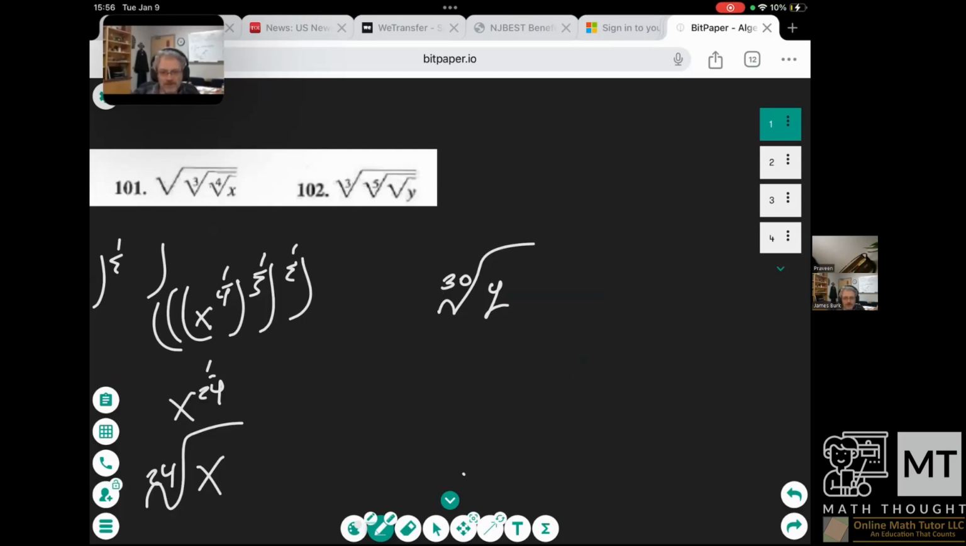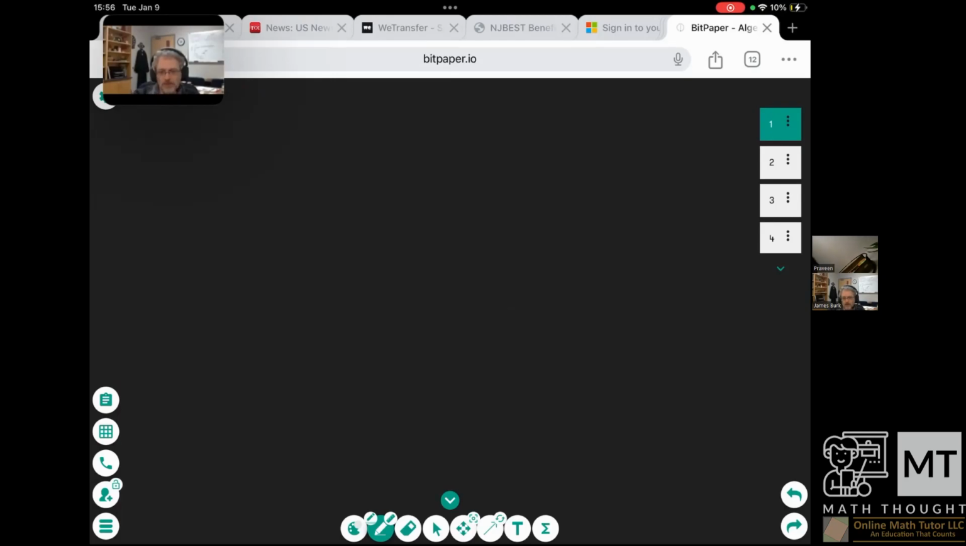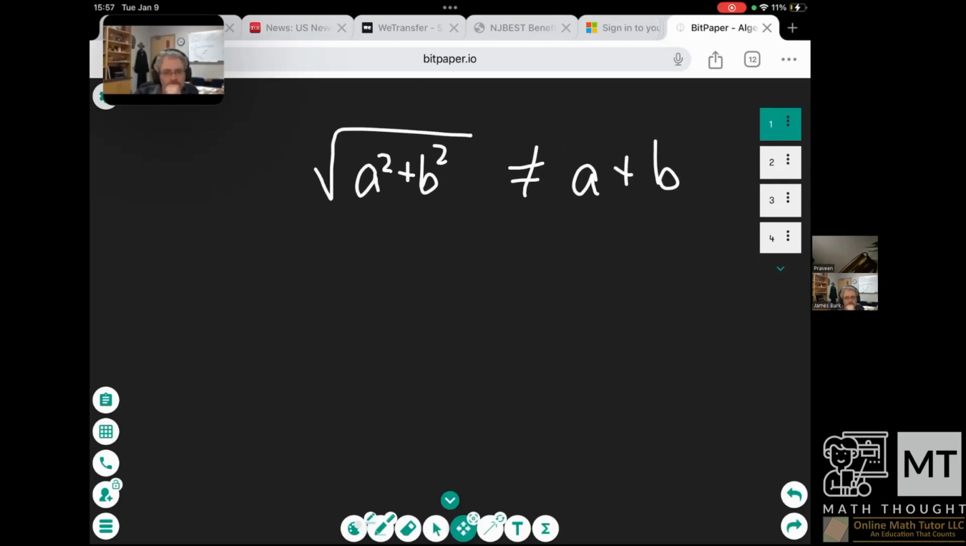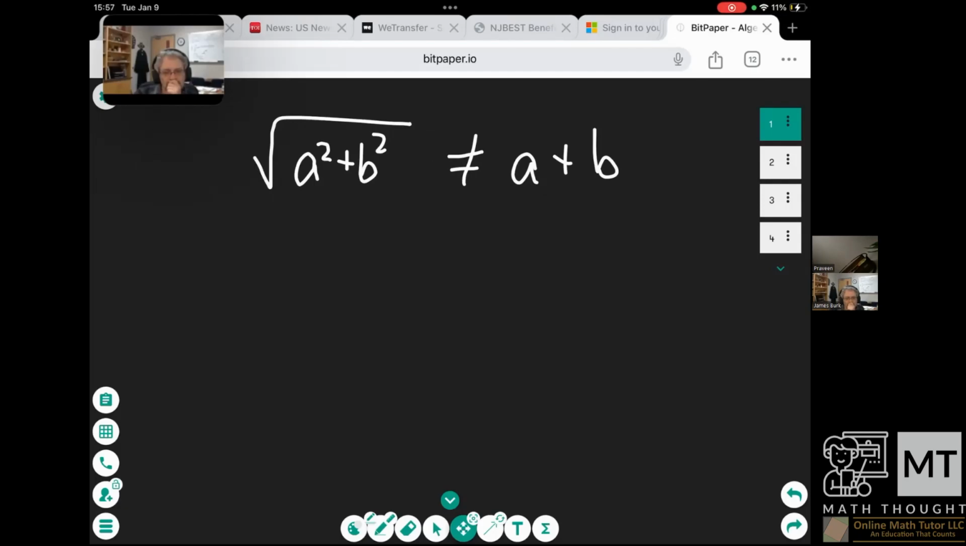Here's a follow-up question, a good concept question for you. If I looked at the square root of a squared plus b squared, here's my question: why is this not a plus b in general? Well, it wouldn't be that because you're taking the root of a squared plus b squared. So it's that whole thing rooted. Right? No, that's not right.